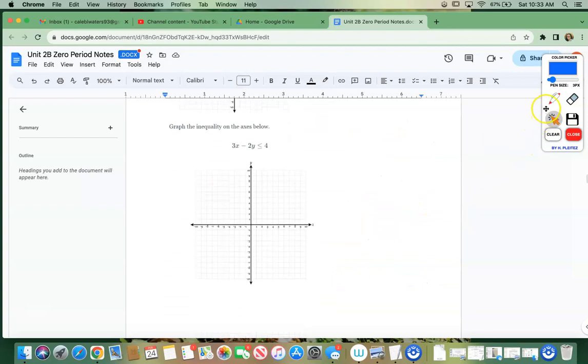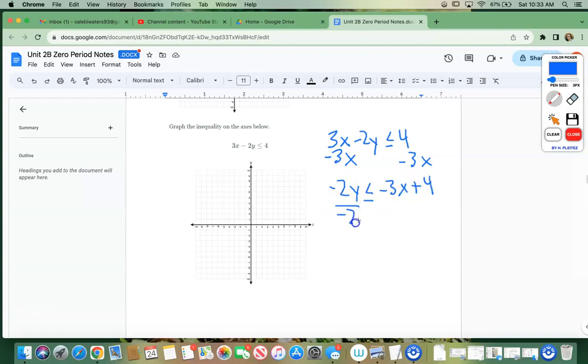Okay, so let's solve this one for y. So starting off with our 3x minus 2y is less than or equal to 4. So first thing, move your x's away, then we'll work with the y. So I'll make it -2y is less than or equal to -3x plus 4. Then divide by -2. And here's something that happens. When you divide by a negative, just like you flip signs when you're divided by a negative, you flip this sign too. So before it was a less than or equal to, but we divided by a negative, so we got to flip signs, right? So y is now greater than or equal to.